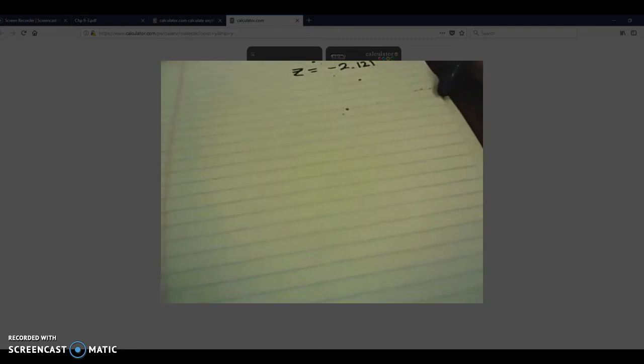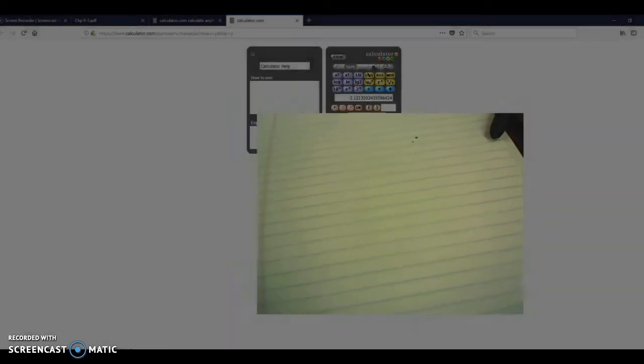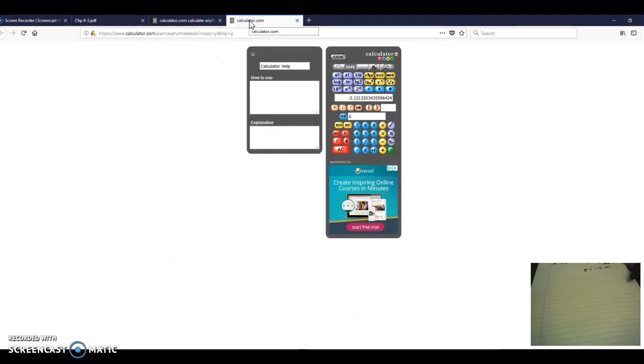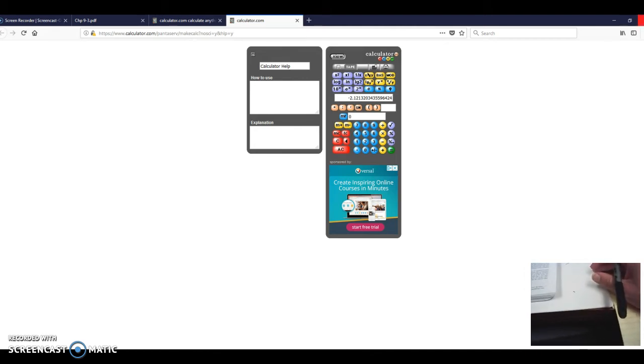Now, the next part of the question says compute the p-value. Compute the p-value. So here, we're going to go into our tables, and we're going to look up a z of 2.12.